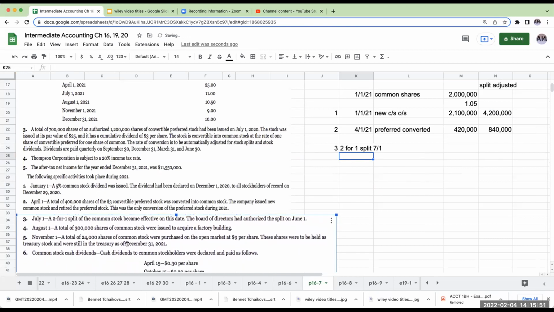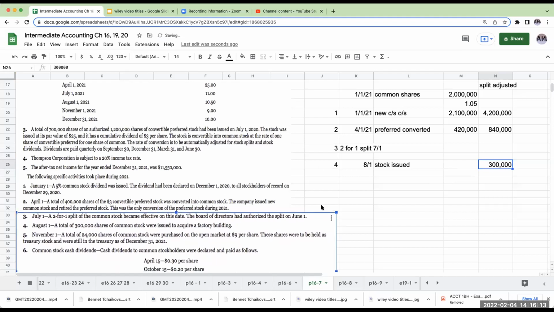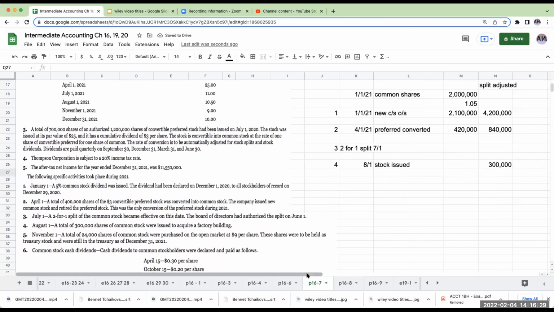Okay, there we go. August 1st, a total of 300,000 shares of common stock were issued to acquire a factory building. So over here, stock issued, and this was on August 1st. This is going to be 300,000 shares. Now note, I don't have to adjust this for the split because it's already been adjusted for me. So those new shares that are coming out were split adjusted. But the one thing I'm going to have to keep in mind is this is going to be outstanding for 5/12. Why is it 5/12? It is from 8/1/21 through 12/31/21.